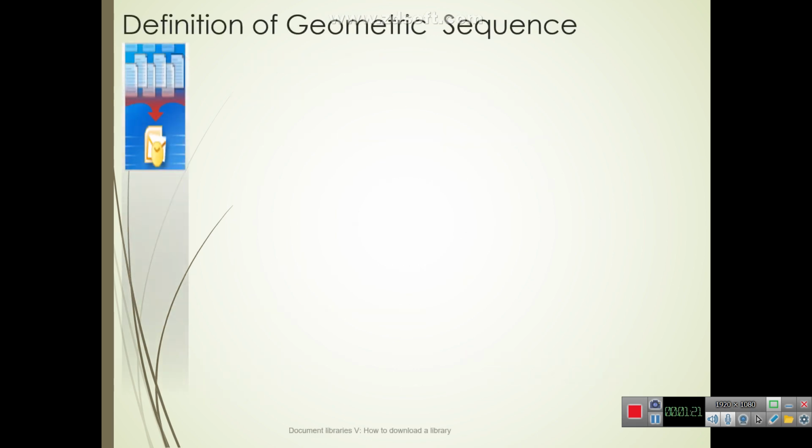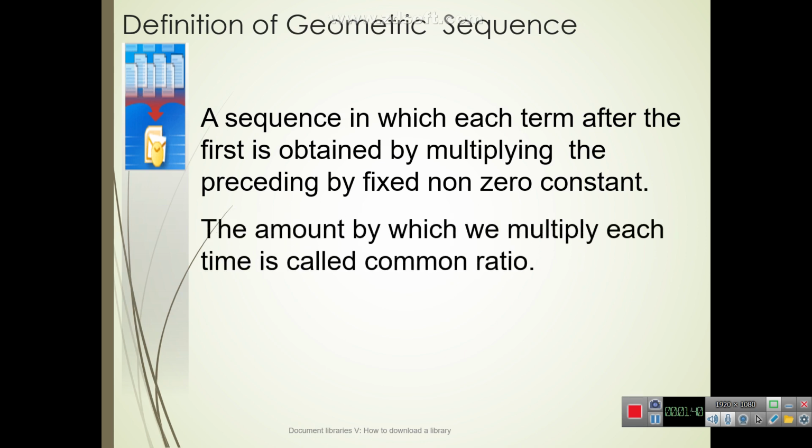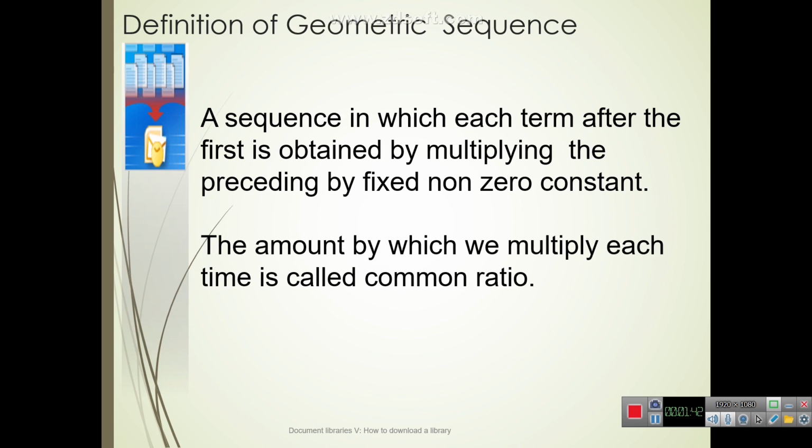Now, let's go to the definition of the geometric sequence. A sequence in which each term after the first is obtained by multiplying the preceding term by a fixed amount is called a geometric sequence. This fixed amount is a non-zero constant, and we call it a common ratio. Usually, we represent the common ratio by the letter r.